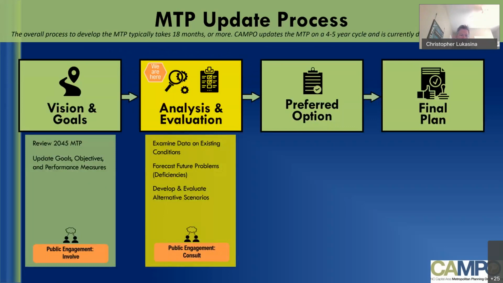So, as a reminder, we're at the second of the four big boxes of our MTP update process. And that really involves a lot of the analysis and evaluation of alternatives. It's where we're doing that future forecasting. It's where all the CommunityViz and Triangle Regional Model, TransCAD modeling takes place, right? So there's really two parts to that, right? The deficiency analysis and then the alternatives analysis. And so we're at that deficiency analysis sub-stage. And if you want to go to the next slide for me, Alex, please.